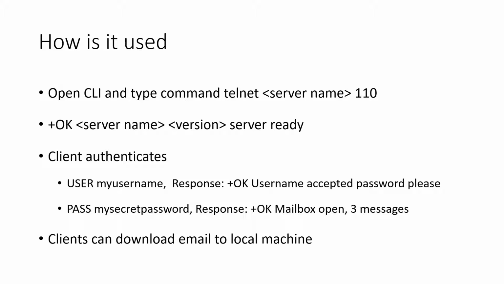To use POP3, open the command line interface and type the command telnet followed by your server name or server IP address and then the port. For regular POP3 it would be 110, and for POP3S it would be 995. The server will then give a reply that starts with either plus OK or minus fail.